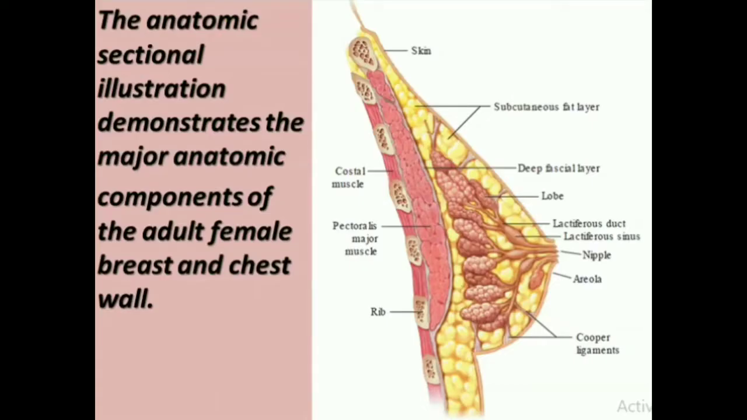In this image, we can appreciate the lobes which are lying here. These are connected with their ducts and finally terminate at the nipple. The yellow part of this image shows the fat. This is the pectoralis major muscle and these are the ribs. This is the deep fascia.